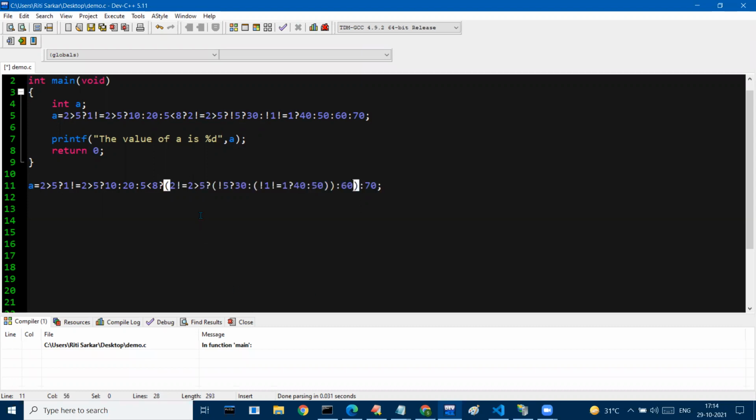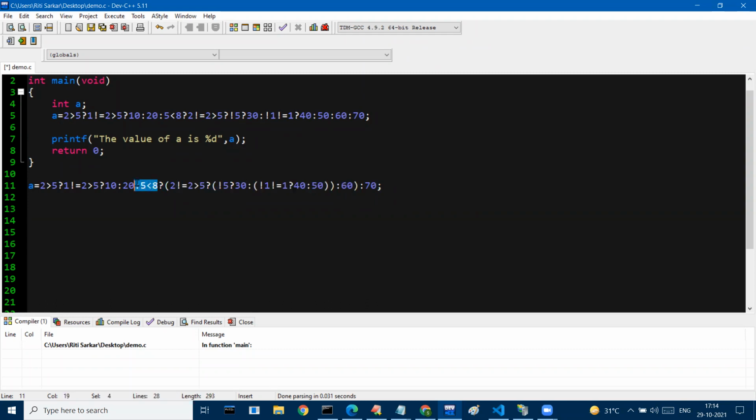Okay. Anything left? Now, for this question mark, I have just done it for the previous one. For this question mark, this entire part is expression 1, this entire part is expression 2, and 70 is expression 3. Then what about expression 1, sir? How for expression 1? 5 less than 8.